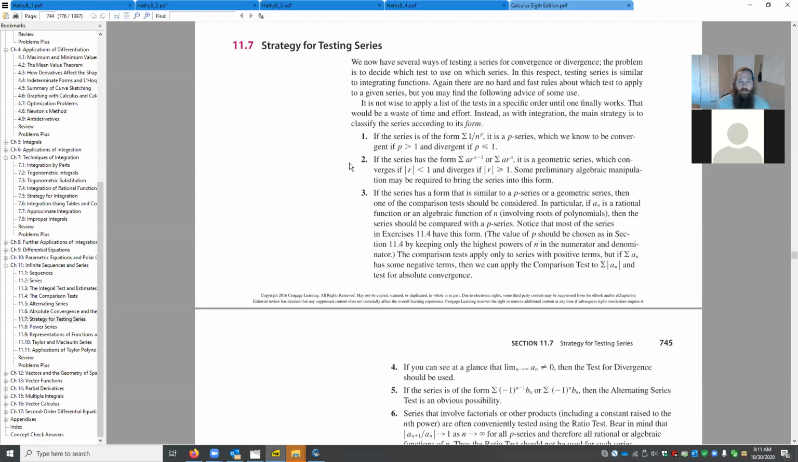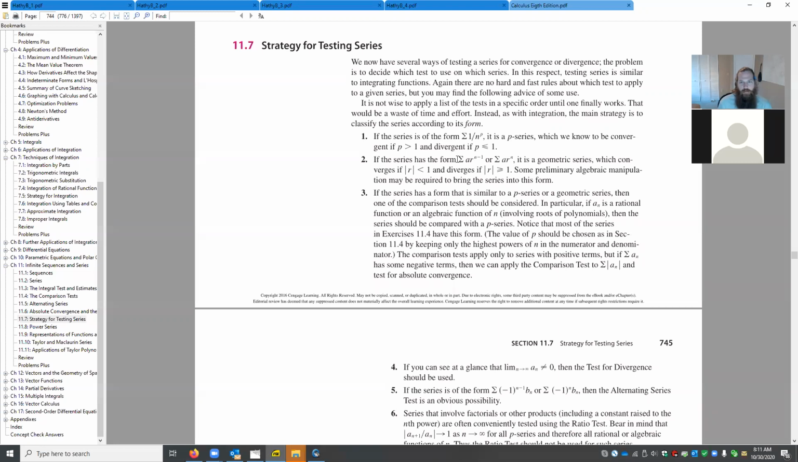First, check if the thing is a p-series. Is the series of the form sigma 1 over n to the p? If it is, then it's a p-series, and you just say whether p is bigger than 1 or not. If p is bigger than 1, the series converges, otherwise the series diverges.